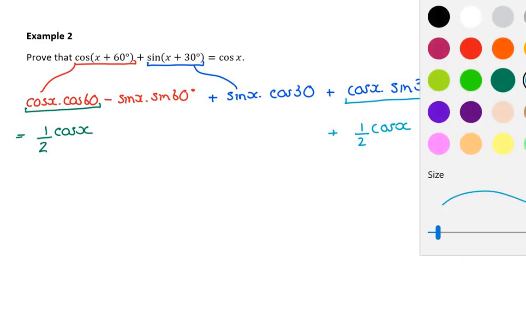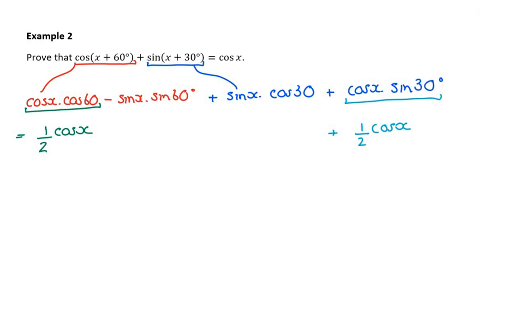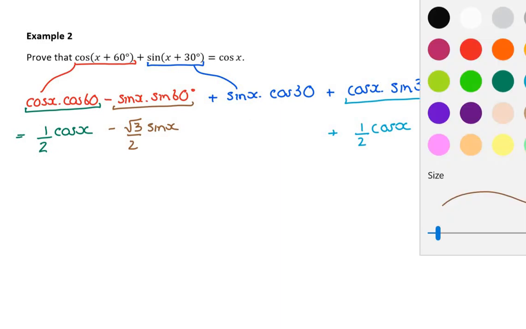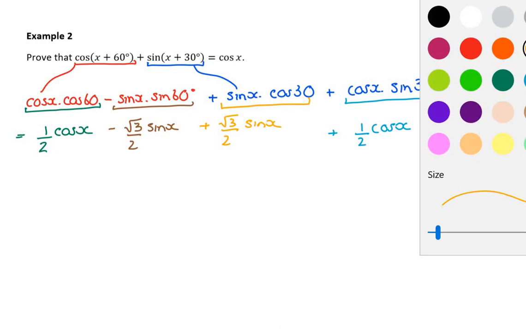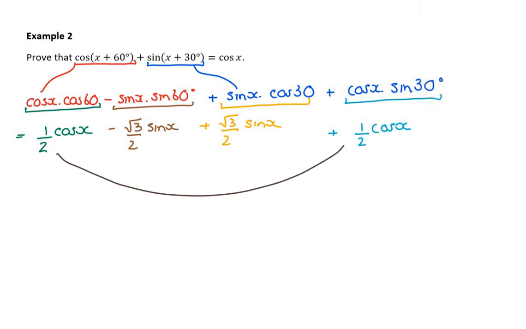So what happens in the middle here? Let me choose a different color. This sine of 60 is root 3 over 2, so this is minus root 3 over 2 sine x. And this other one, sine of 30 is also root 3 over 2, so it's plus root 3 over 2 sine x. So what happens is your two middle terms end up cancelling each other out, and your two outer terms are like, and a half cos x plus a half cos x is just cos x.